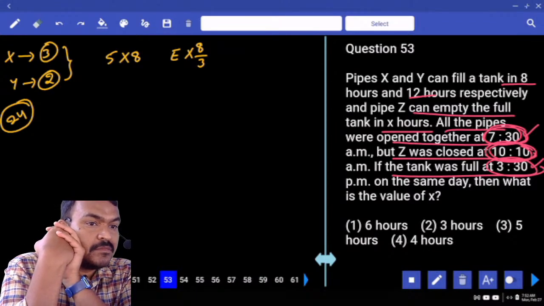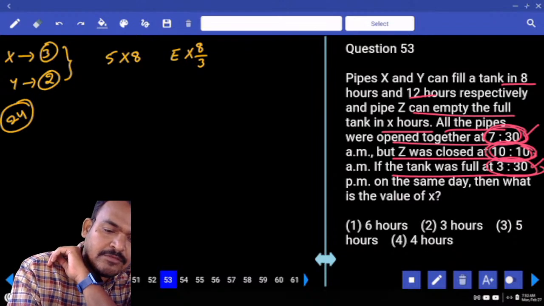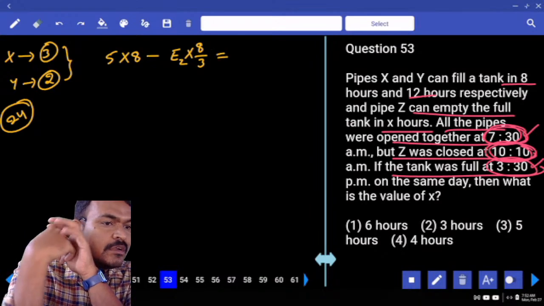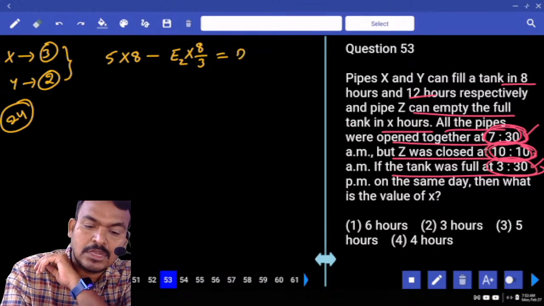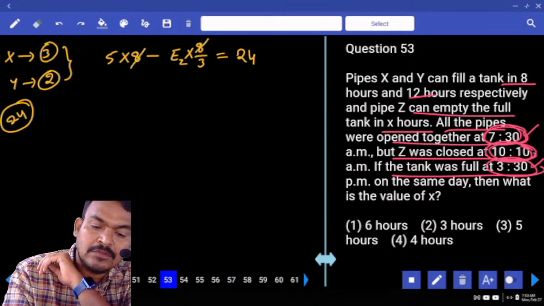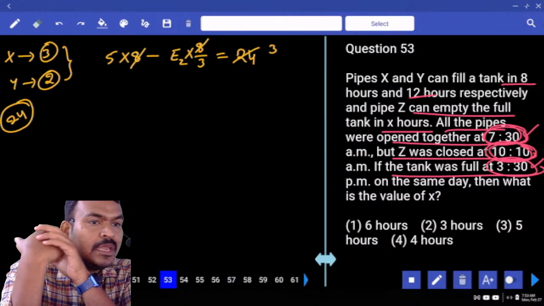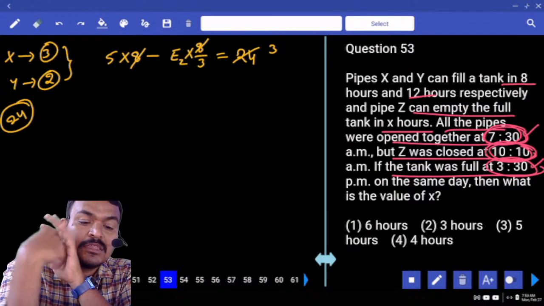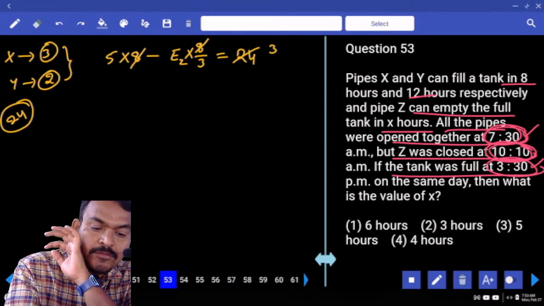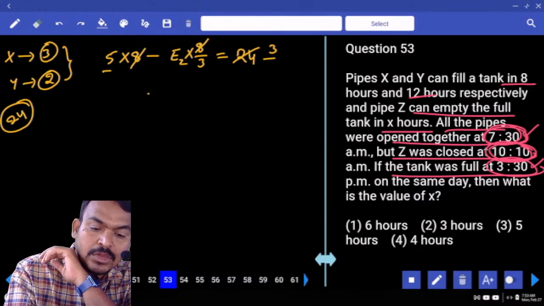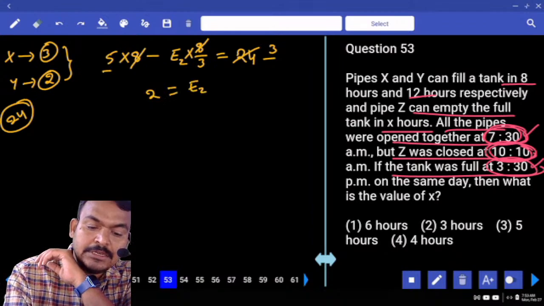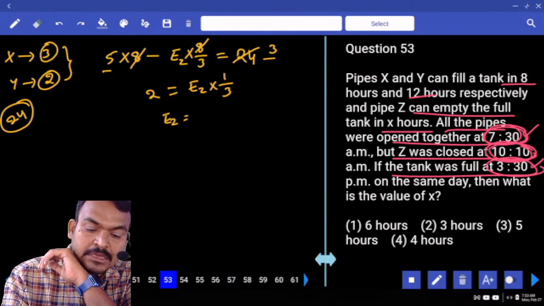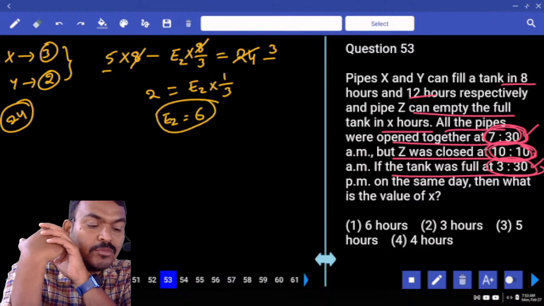The 5 into 8 is positive work, and E into 8 by 3 is negative work, the efficiency of Z times 8 by 3. These two are subtracted to get the total work. What is the total work? 24. The 8s cancel, 3 times 8 is 24. Any other cancellations? No. 3 fives are 15, 15 minus 3, sorry, 5 minus 3 is 2. 2 equals Ez into 1 by 3. Then Ez equals 6. Means Z's efficiency is 6 parts.